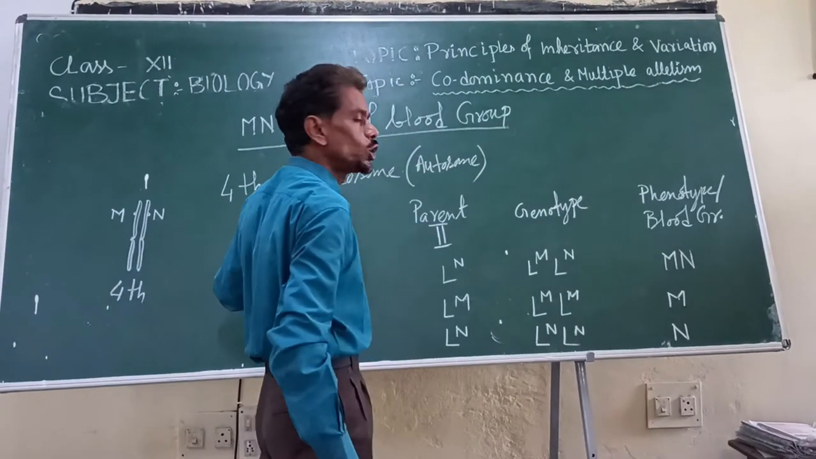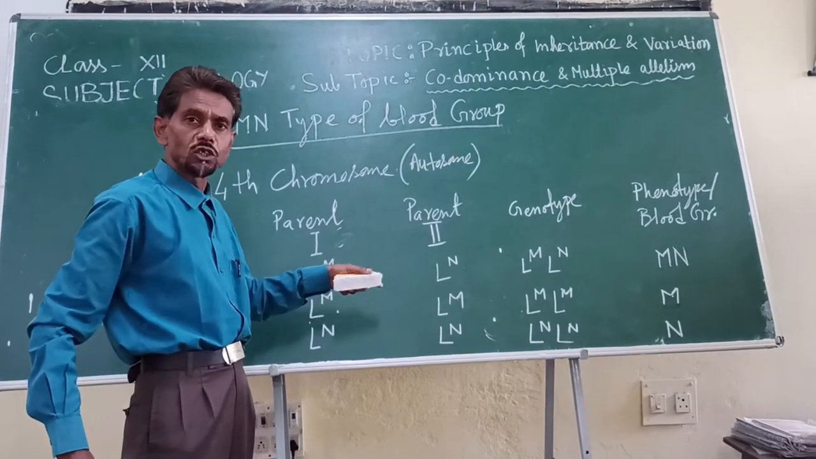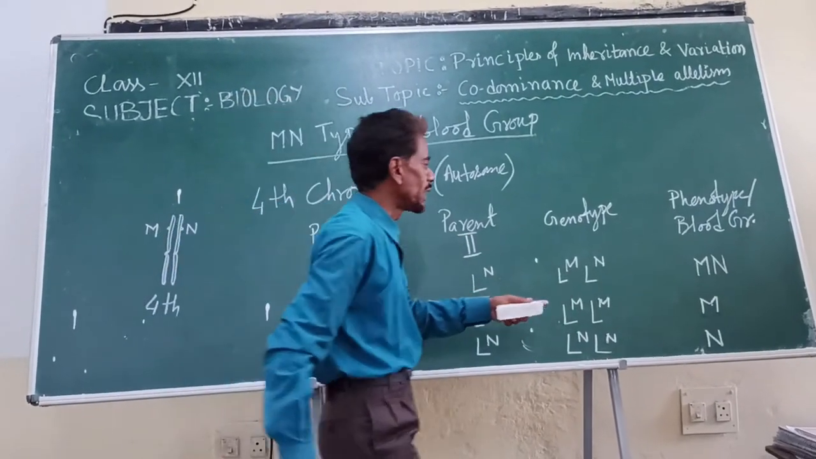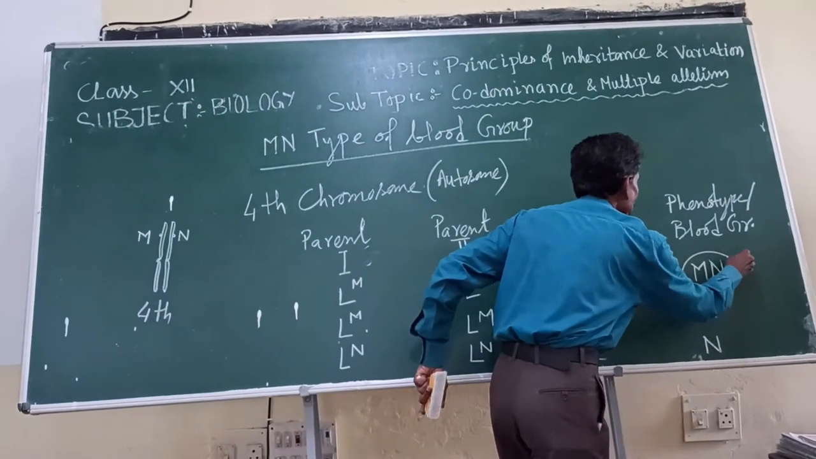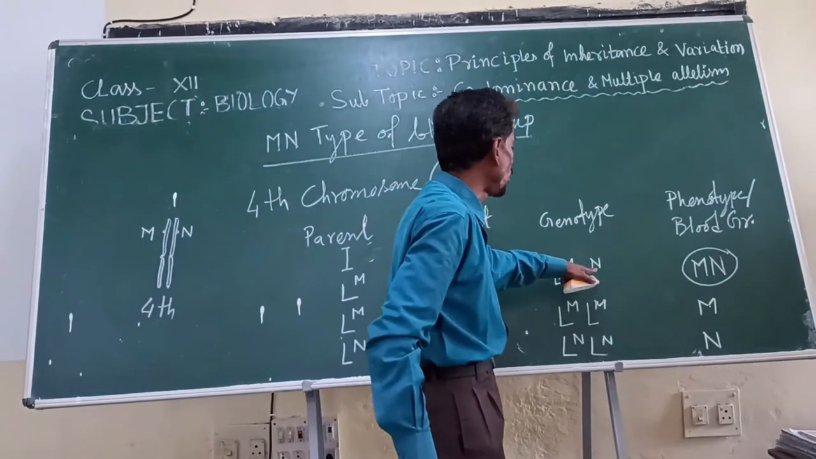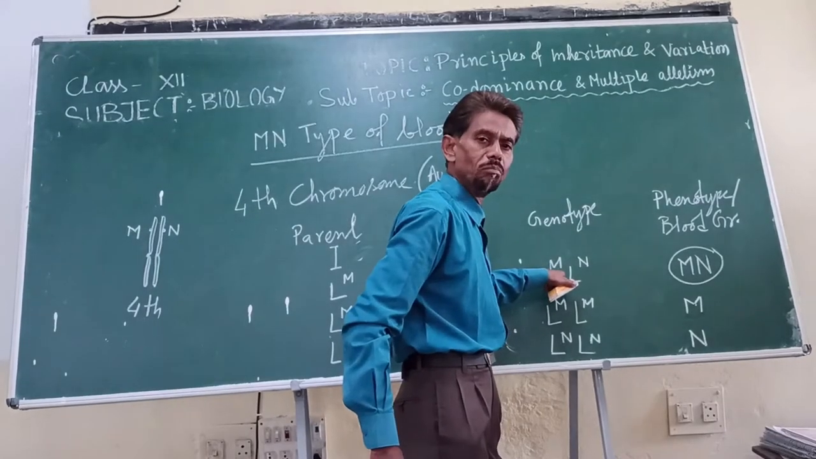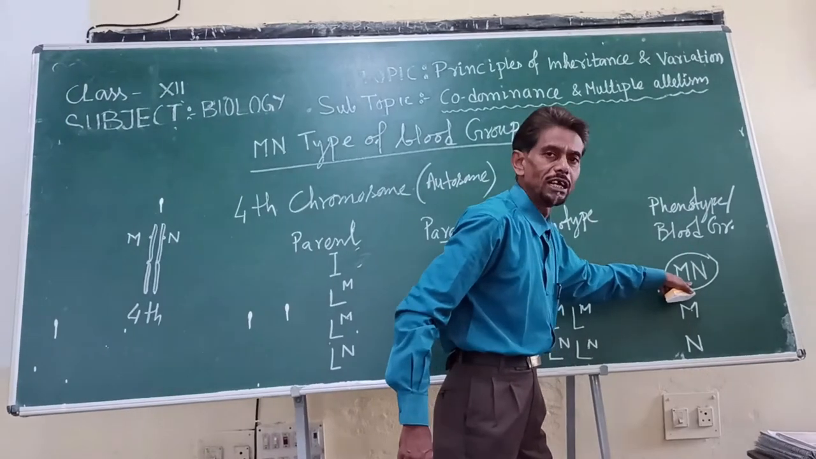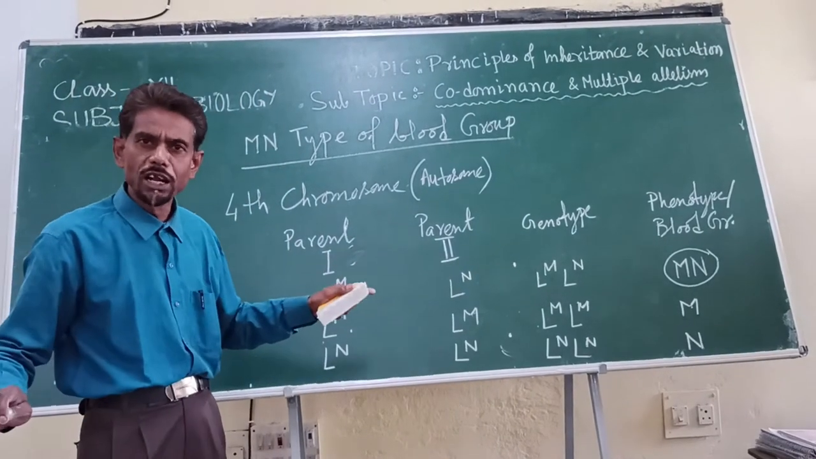So on the basis of the presence of both the alleles side by side or only one type of allele, the blood group is either MN or M or N. Here, in case of MN type, M is not dominant over N or N is not dominant over M. Both are expressing their phenotypic expression side by side. That is an example of codominance. Is that very clear to you?